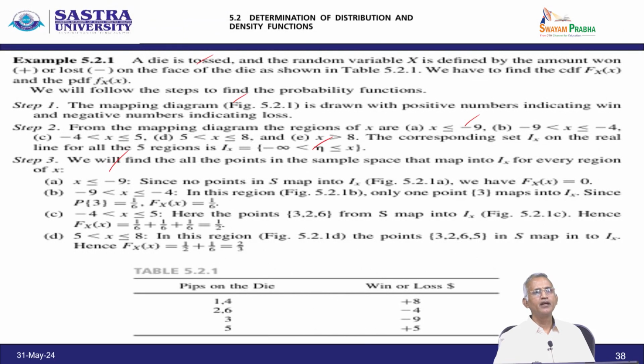So, for B in this region, only the point 3 maps into Ix, therefore P of 3 equals 1 by 6, and Fx of x is 1 by 6. If x lies between minus 4 to 5, the points 2, 3 and 6 from S map into Ix, hence Fx of x is 1 by 2. If x lies between 5 to 8 in this region, the points map to Ix, hence Fx of x is 2 by 3. So, on the pips of the die, if 1 and 4 come, the win or loss is 8, 2 and 6 is minus 4, 3 is minus 9, 5 is 5.